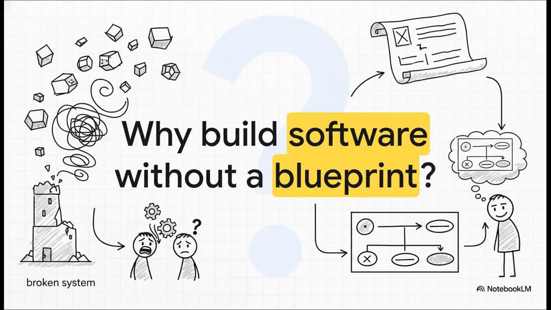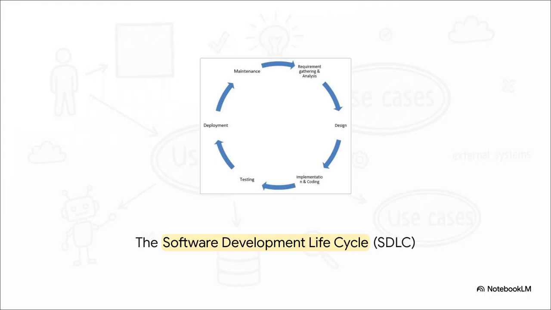To avoid that mess, we need a way to clearly define exactly what the software needs to achieve, way before anyone even sits down at a keyboard. We need a visual language to organize all that chaos. So let's talk about the Software Development Lifecycle, or SDLC.